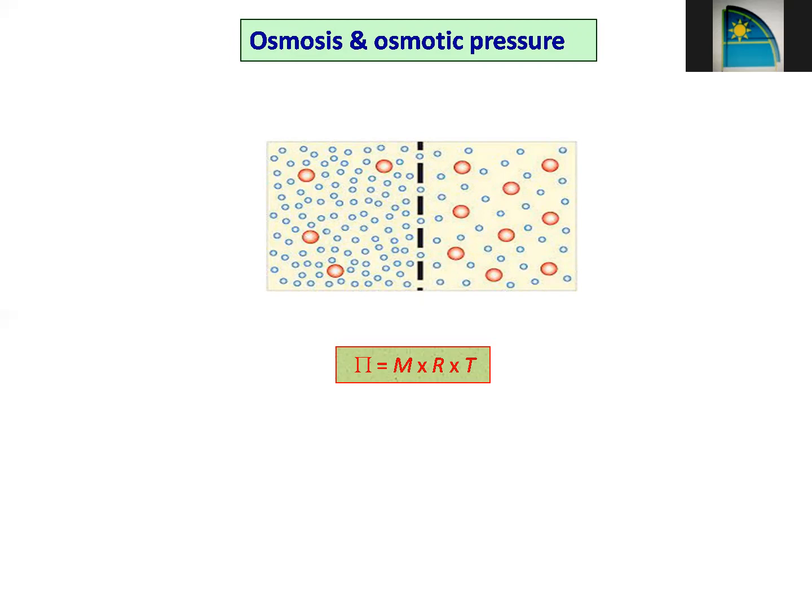Now, as you can see on the left hand side, the blue color dots are your solvent particles, let's say water, and the red color dots are your solute. Since we have one semi-permeable membrane, which is shown by the black dotted line, only the water molecules, which are solvent, can go from left hand side to right hand side. So that phenomenon is your normal osmosis.